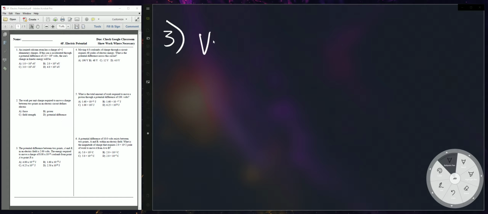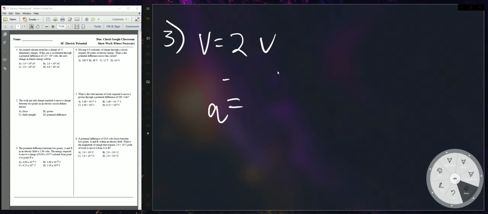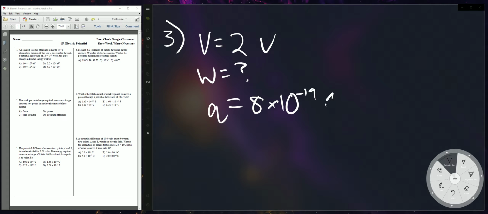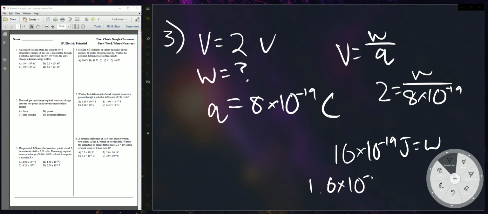The potential difference in the electric field is 2 volts. Energy required, so that's your work done, and you want to find out what your work is. Your charge is 8 times 10 to the negative 19 coulombs, so you're going to use the same exact formula. V is W over Q. V is 2 volts, W is what you want to find out, Q is that. Multiply 8 times 10 to the negative 19 on both sides. You get 16 times 10 to the negative 19 joules equal to work. That's going to give you 1.6 times 10 to the negative 18 joules, and so that's going to be B.